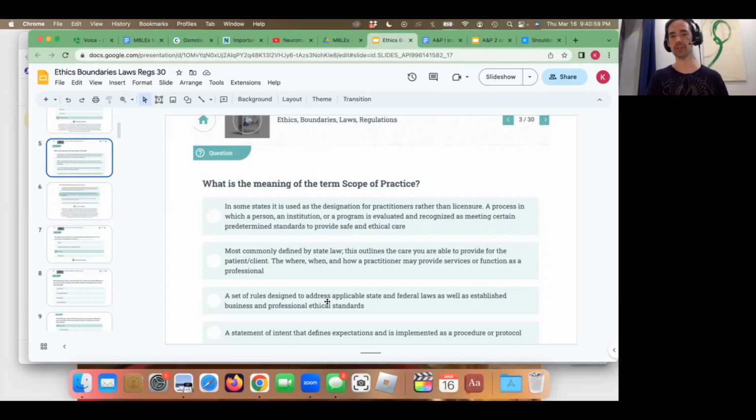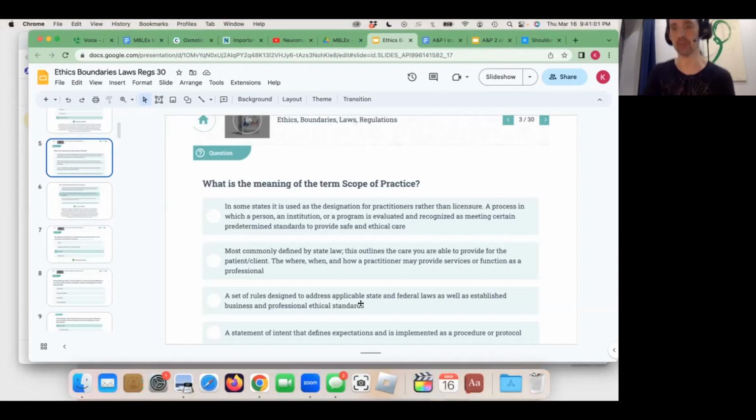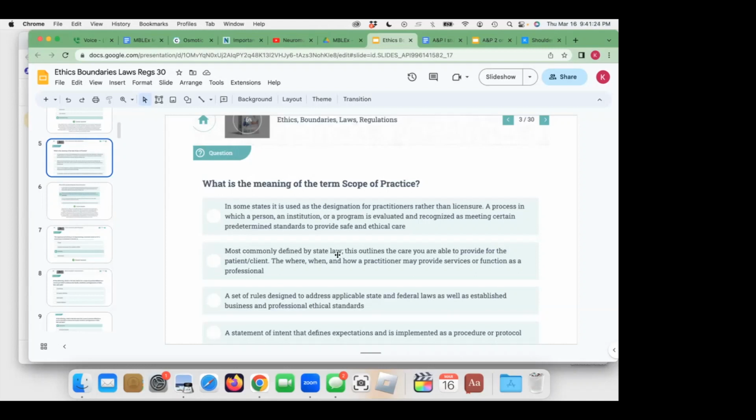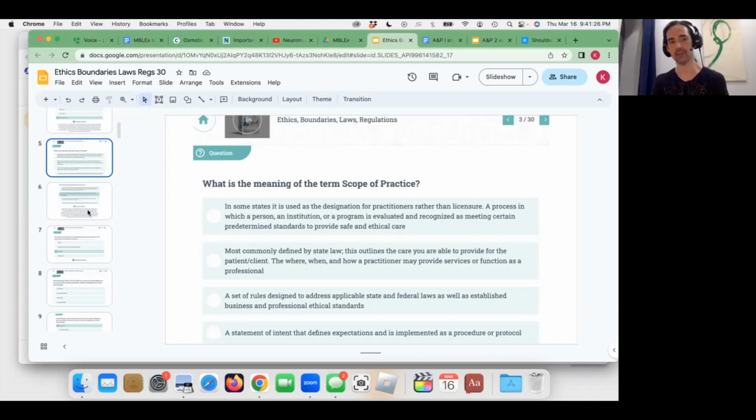A set of rules designed to address applicable state and federal laws, as well as established business practices and professional ethical standards. Or a statement of intent that defines expectations and is implemented as a procedure or protocol. So what do you guys think? B. Letter B, that's right. It outlines the care you're able to provide.